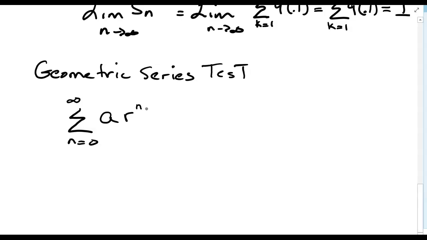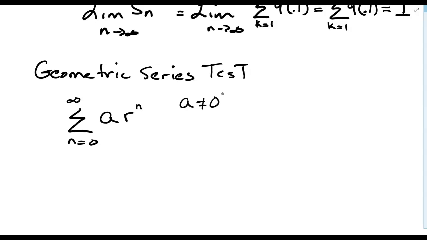Your a value can be any value except 0, of course. A can't be 0 because you wouldn't have anything at that point if a were 0. And r is your ratio. Now, the ratio is your fraction. What are you multiplying it by? And then the power is the position. So it's r to the first, then r to the second, then r to the third, and so on, and so on, and so on.